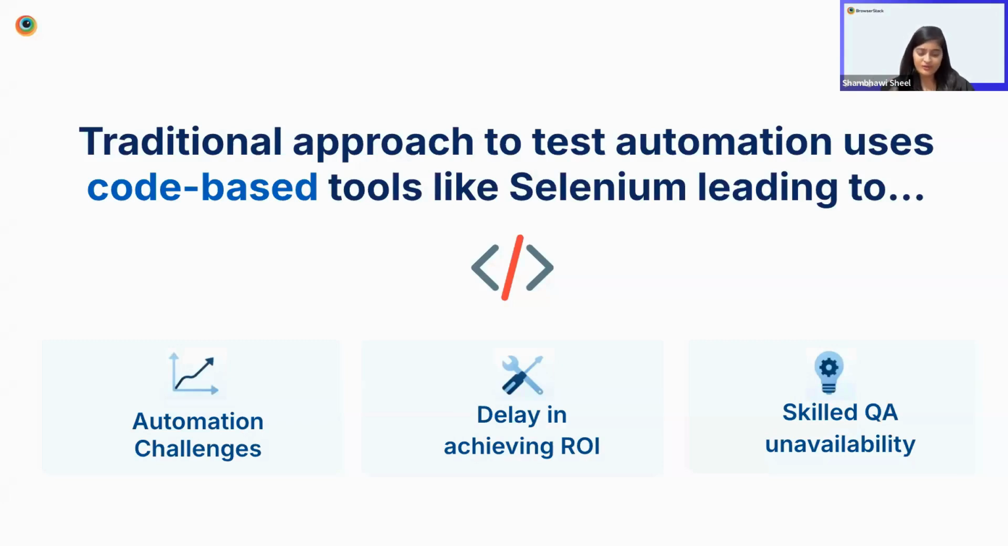Let's start by acknowledging a reality that we have seen. Traditional test automation relies heavily on code-based tools like Selenium. While powerful, these tools require specialized technical skills, that is, skilled developers or QA engineers, which isn't always feasible at scale. And this leads to three major challenges, right? The first one is that automation becomes very hard to scale and to maintain. Second, you see a delayed ROI. You're investing early, but the returns come much, much later. And third, finding skilled automation engineers is becoming harder and costlier. And all of this ultimately creates friction in delivering faster and more reliable software.